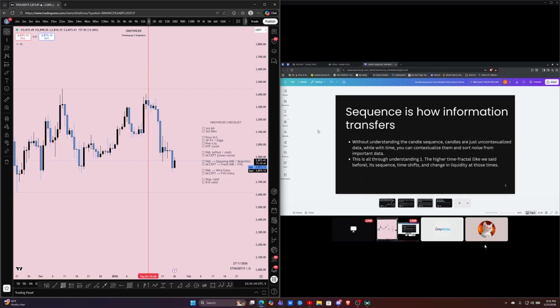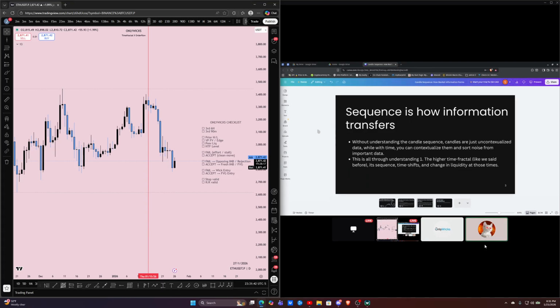Okay, so sequence. Understanding candle sequence is how the actual information travels throughout the candle. When you understand the sequence of your weekly, your monthly, down to your daily, that's how you can understand the full picture and sort out what's noise for you, what you're not going to trade, and what's the highest probability fractals and what time you should be trading in.